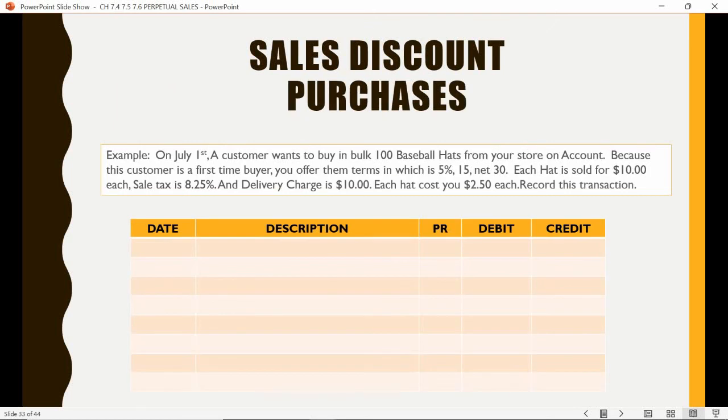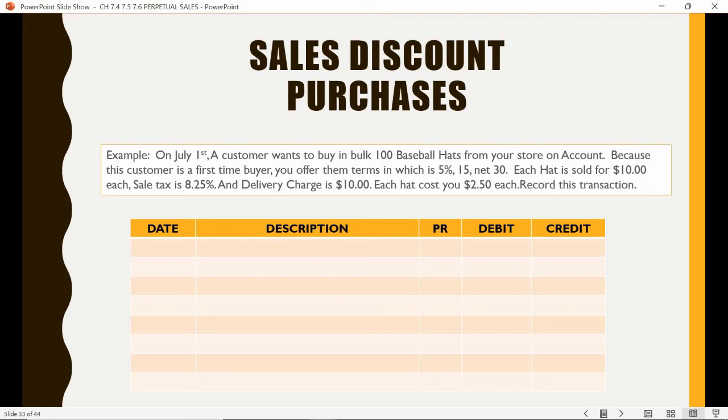So then, once again, that was dealing with in-store sales. Let's take a look at what happens when I give my customers some terms. In this scenario, it's July 1st, and a customer wants to buy in bulk 100 baseball hats from your store, on an account.